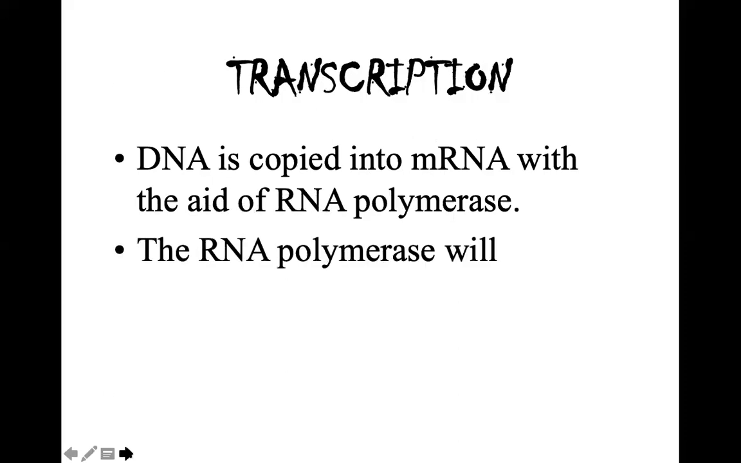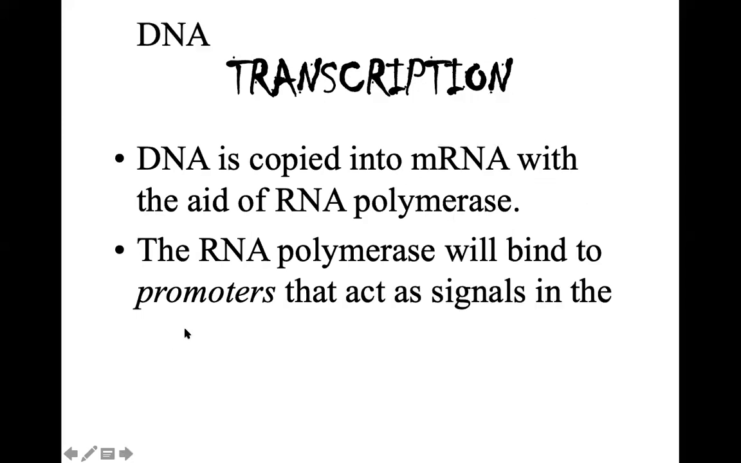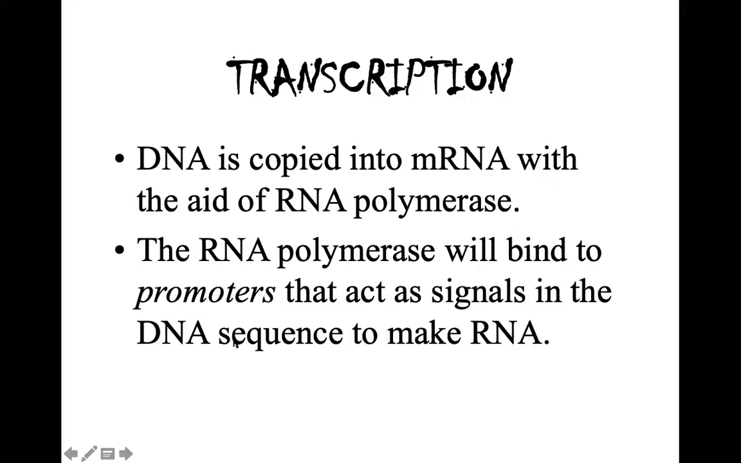And this is called transcription. The RNA polymerase binds to promoters that act as signals in the DNA sequence to make RNA. Promoter means the starting point for making the RNA in the DNA; it is the signal. So transcription is the process of making RNA from the DNA, copying the RNA from the DNA, using RNA polymerase, and the transcription process results in mRNA.